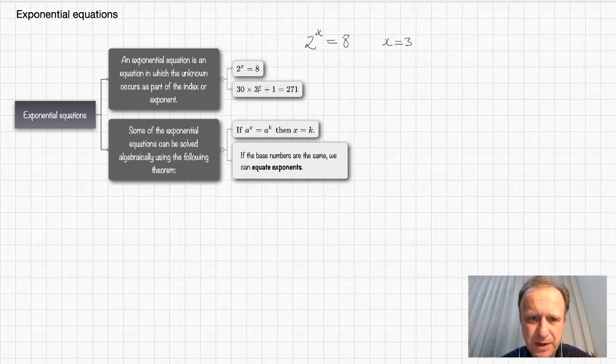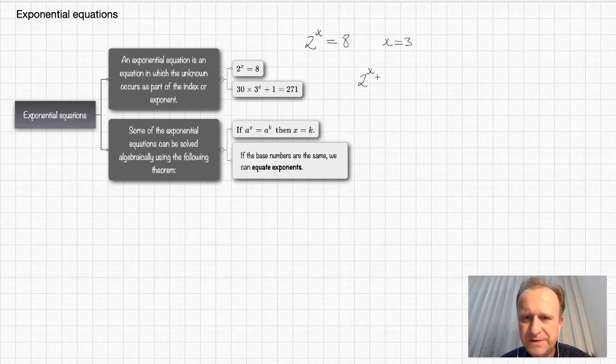Another example is outlined here: 30 times 3 to the power of x plus 1 equals 271. This is also a very simple one and can be solved, and you can try it yourself. I will not solve it at the moment. Now, some exponential equations are very easy to solve, as you have just seen, but some others are quite hard. For example, imagine this one.